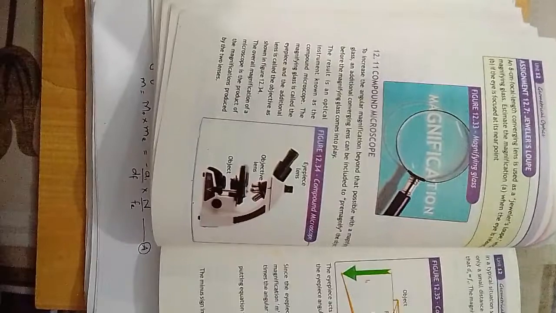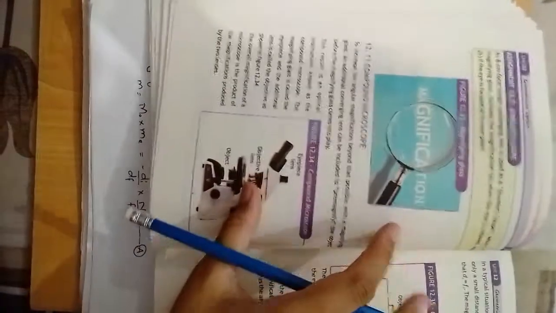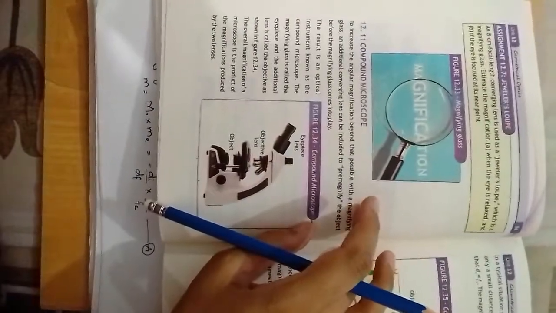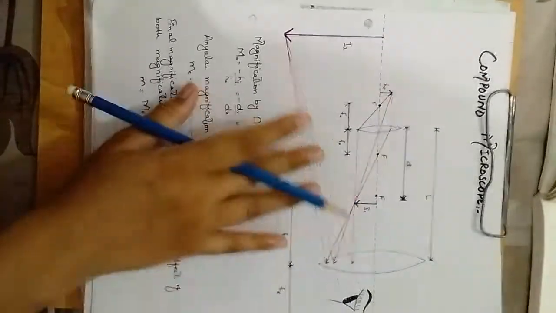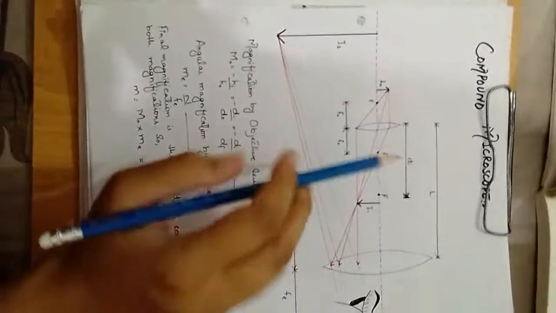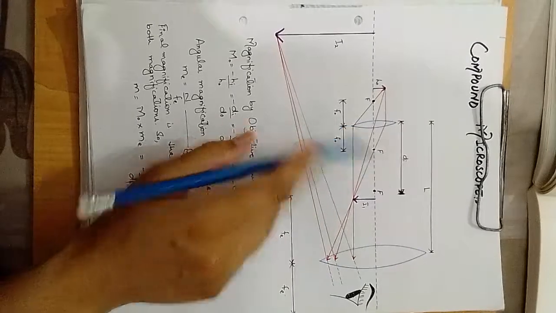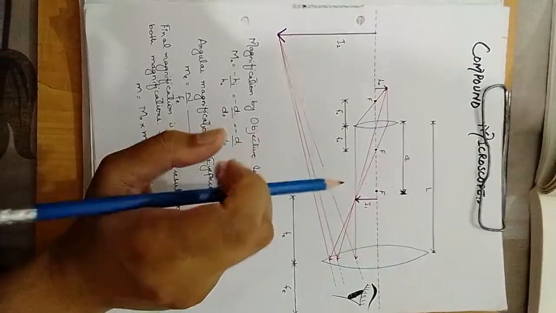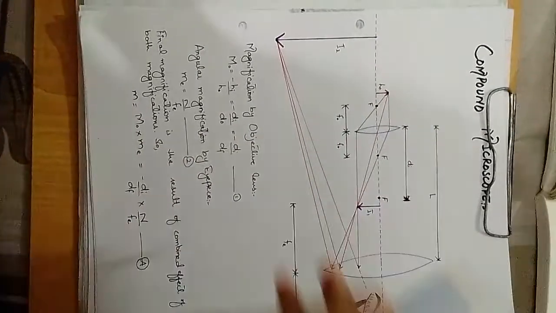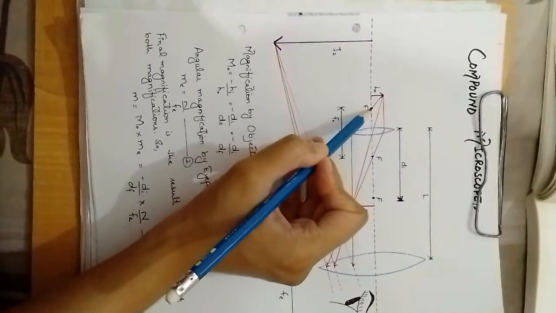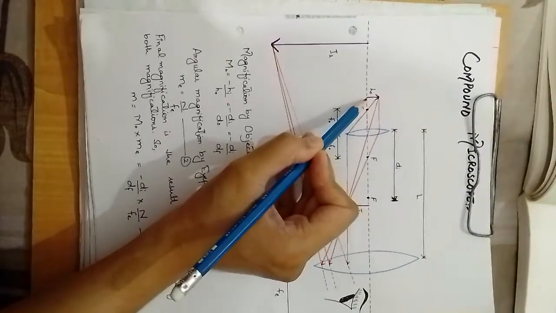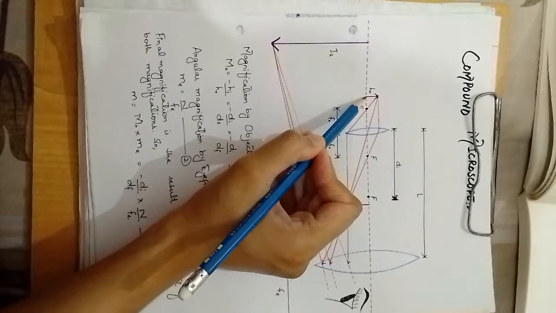What calculation do we need to find the image formation or the magnification for the compound microscope? Now we're going to look at the ray diagram for it. Here I have drawn two lenses, one smaller and the other larger, and the object is placed to the left of this convex lens.